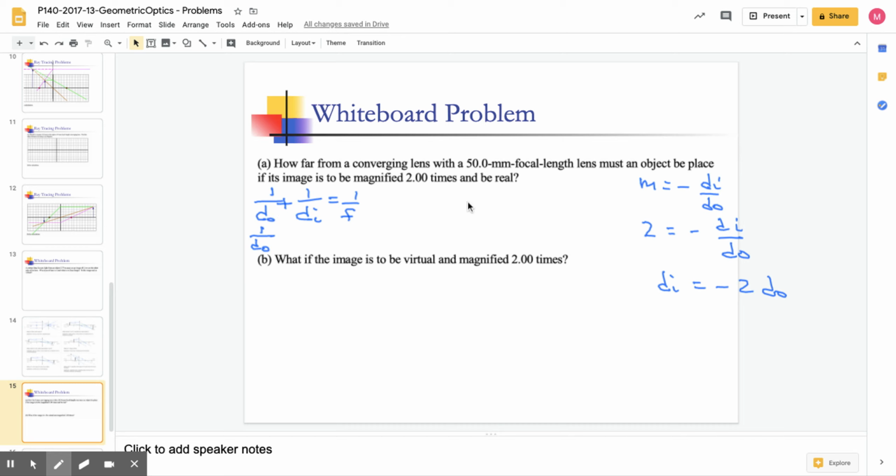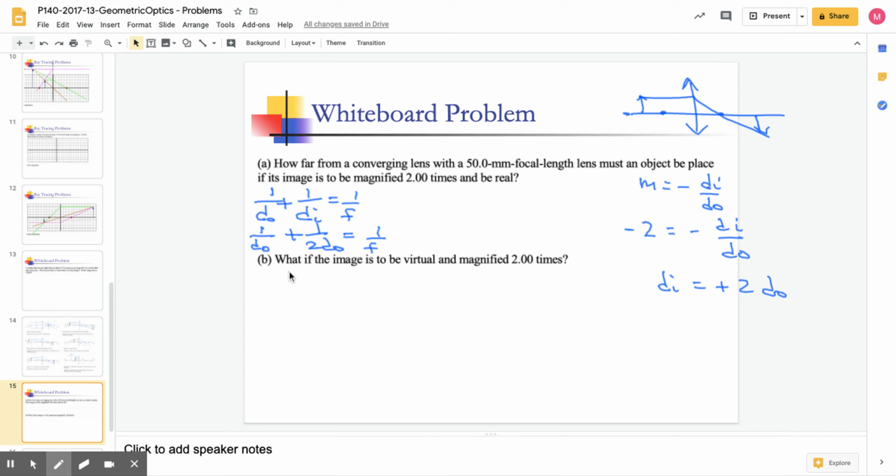I also know it's going to be real and magnified 2 times. So the magnification is -2, because if it's real, then it's on the other side of the lens. I have a converging lens like that. I already said I think the object is between f and 2f, so let's put it here, and here's my f. When I draw this, my image is going to be somewhere around here, and that informs me that I'm going to have a negative magnification. So this equation becomes di is equal to 2 times d0. So I'm going to have plus 1 over 2 d0 is equal to 1 over f.